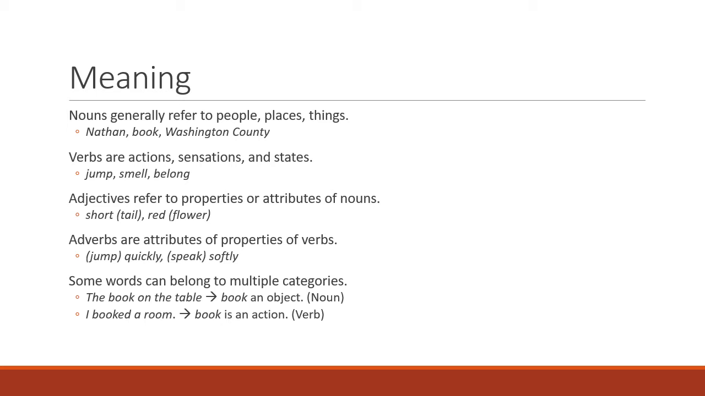Some words can belong to multiple categories. So the book on the table, in this case, the book is an object and it's a noun, and I booked a room. In this case, book is an action or a verb.